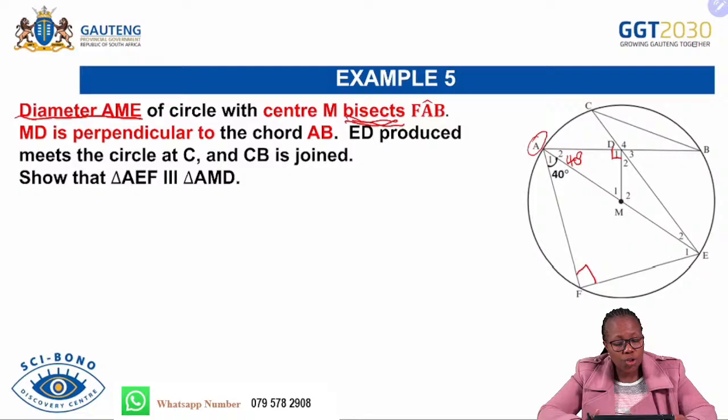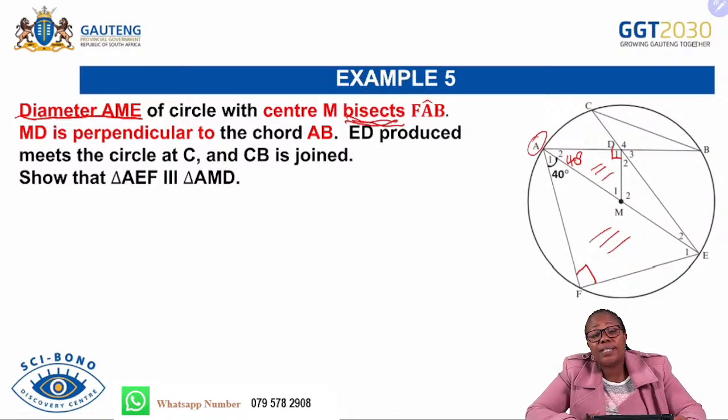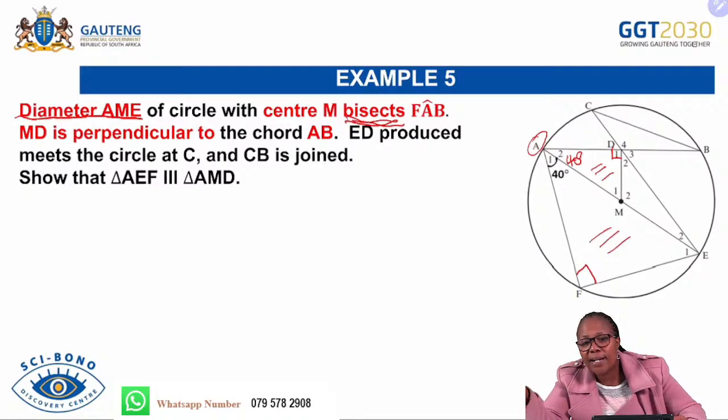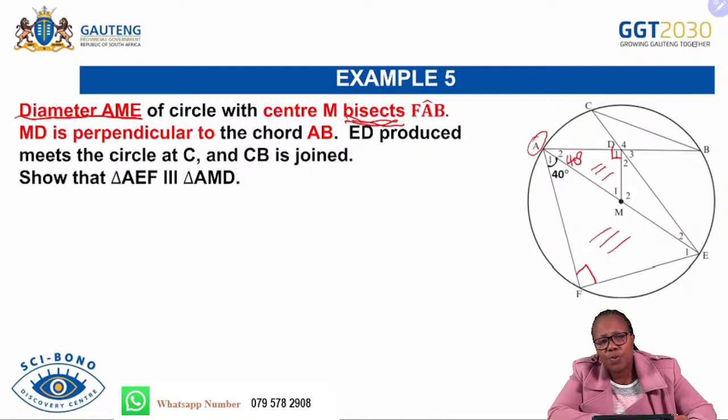And CB is joined. And then show that triangle AEF... Let's identify the triangles now. They talk about triangle AEF. Therefore, this is the triangle they are talking about. And then triangle AMD. This is the triangle we are talking about. That means we have now identified the triangles that we are proving similar, grade 12. After that, next step, identify the specific angles. If they say AA, which A are they talking about? Because we are having two A's there.